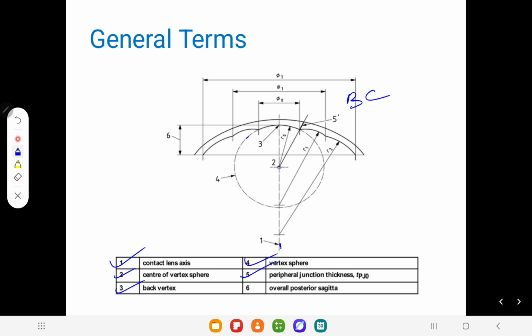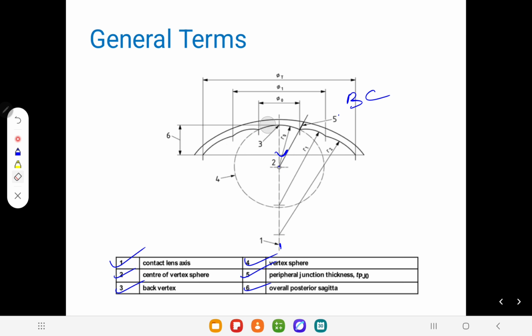And then the overall posterior sagitta. What do you mean by overall posterior sagitta, number 6? See, sagitta means this is the chord, and from this is the distance, basically the sagittal depth. This is number 6, isn't it? Whether this or this, it is the same thing. That basically means posterior sagittal depth is 6. It's very important that you understand each point.